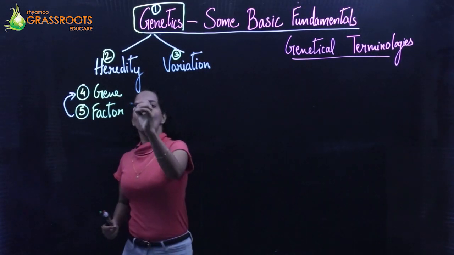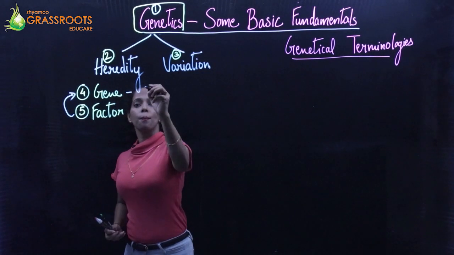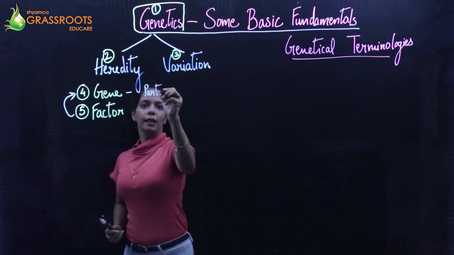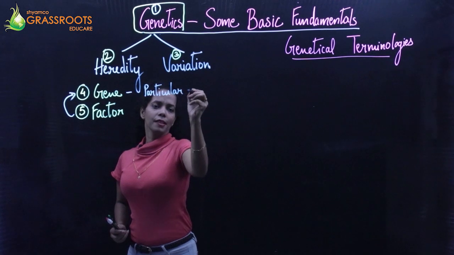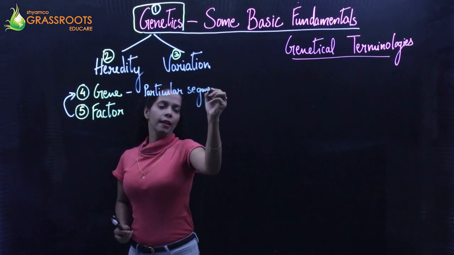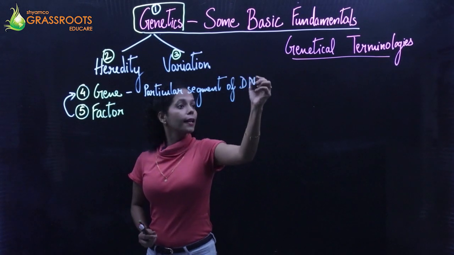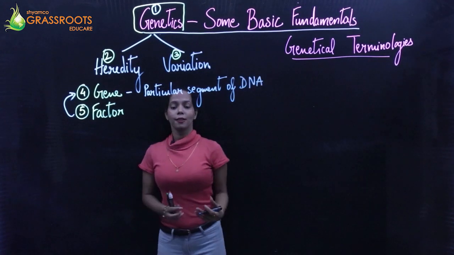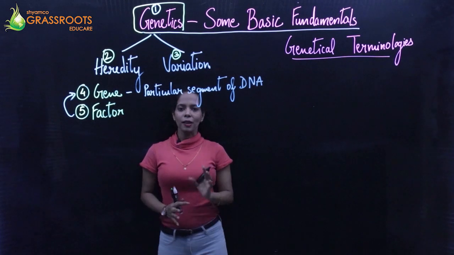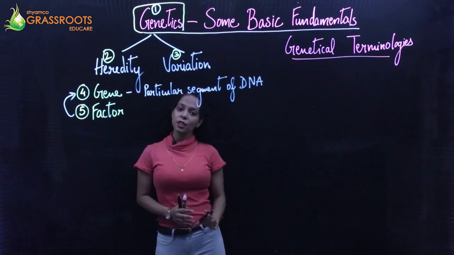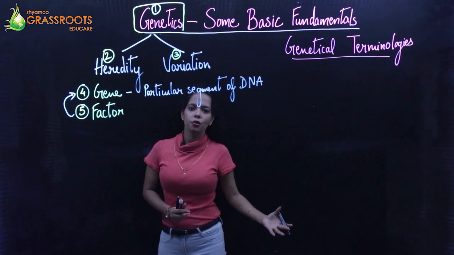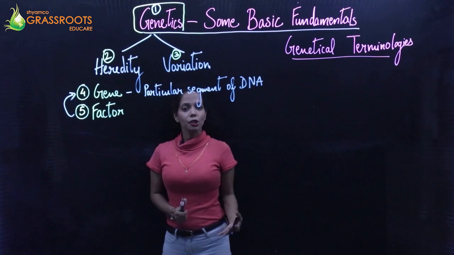Fine? Now, what exactly is a gene? Meaning, it's a particular segment of DNA. Now, friend, particular segment of DNA means what? All the DNA in your body is not called a gene. Only a particular segment which is transmitted from one generation to the next generation and expresses the character, that is called a gene.